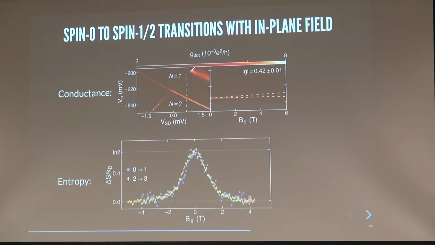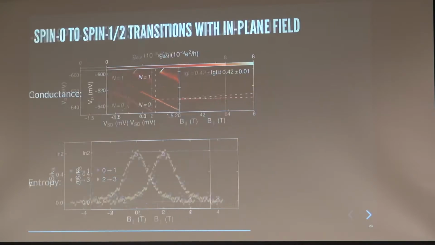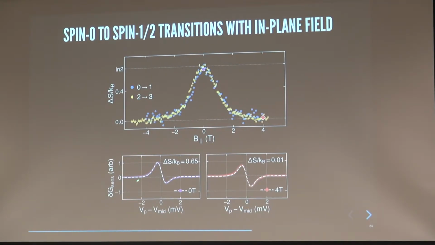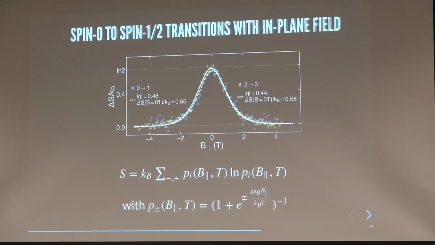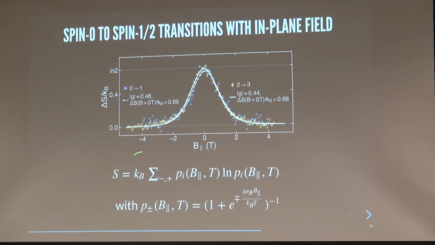As you go to g mu B greater than kT, the degeneracy goes back to 1, so now there's no entropy change. That's why the entropy falls off from log 2 to 0 as a function of in-plane field. This is what the data looks like. It goes from asymmetric to symmetric as you go from entropy change to none. You can fit this to the Gibbs entropy that you expect for a two-state system with some energy difference between the states, and you get what you expect. You can extract a g factor from these.